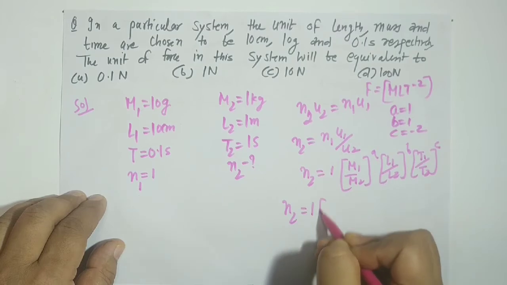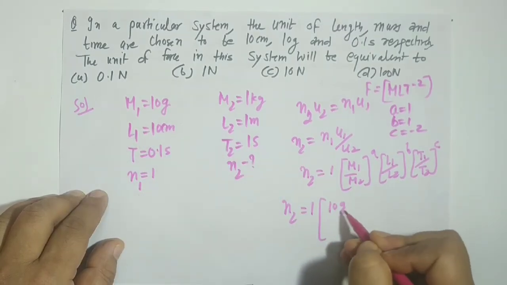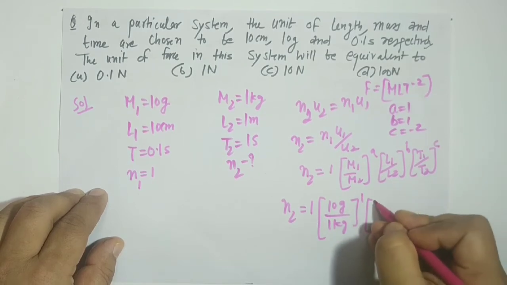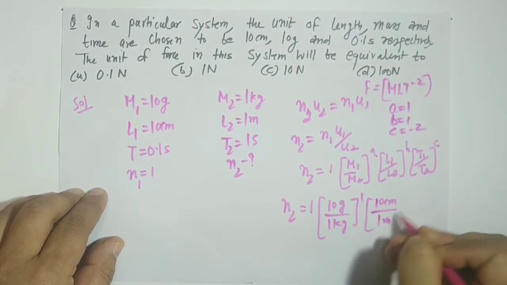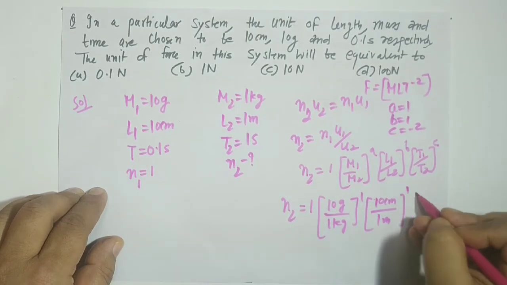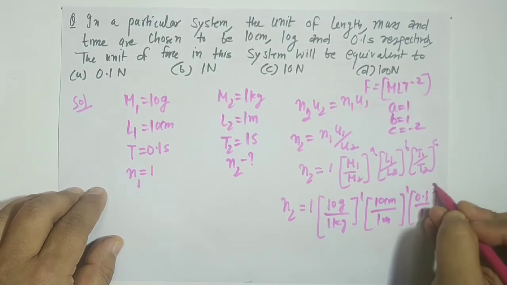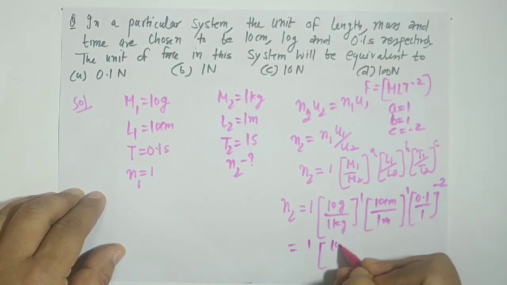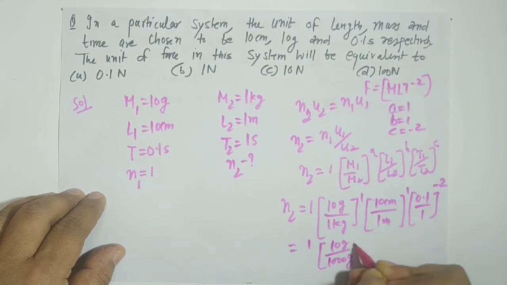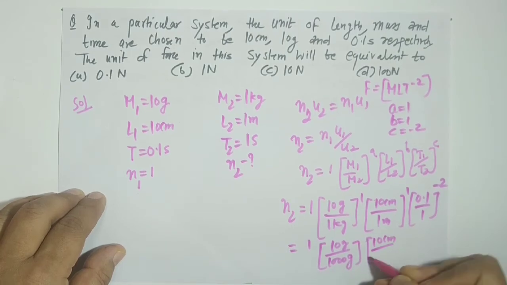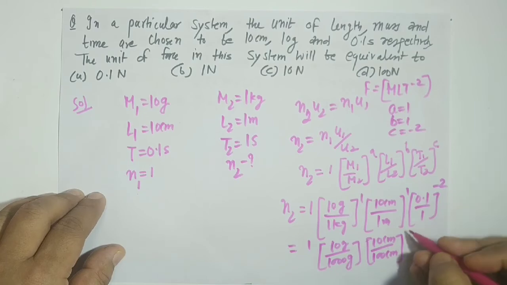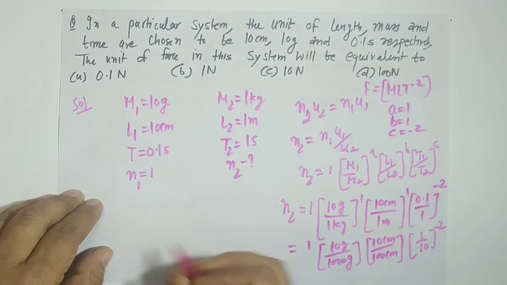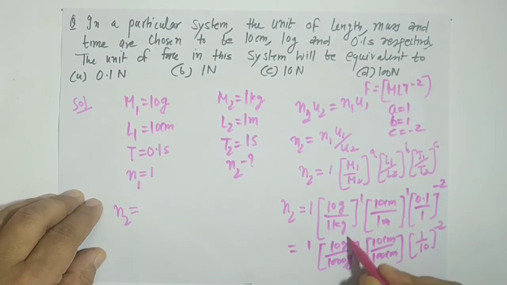So for n2, what is M1? 10 gram. What is M2? 1 kg. What is L1? 10 centimeter. What is L2? 1 meter. What is T1? It is 0.1 second. What is T2? It is 1. And what is the power? Minus 2. Solve it out. So 10 gram over 1 kg will be 10 by 1000 gram, and 10 centimeter over 1 meter will be 10 by 100 centimeter, and then this is 0.1, so you can even write 1 by 10 to the power minus 2. Solve it out, and you will get the answer from here.